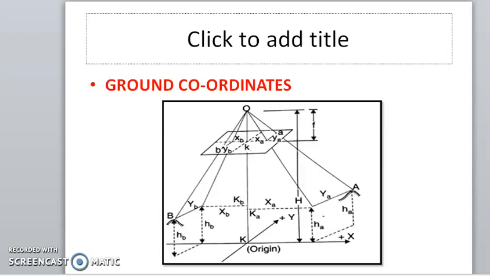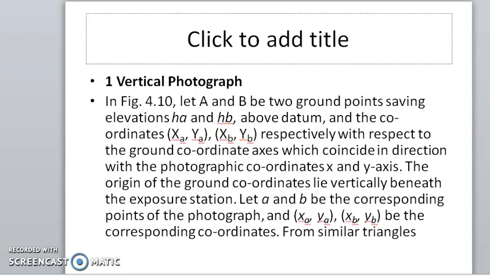Now the ground coordinates, how they are obtained in aerial photography. This is the figure. This is the ground coordinate. This is HA, HB, and this is the tilted one. We can see the vertical photograph in the ground coordinate figure.